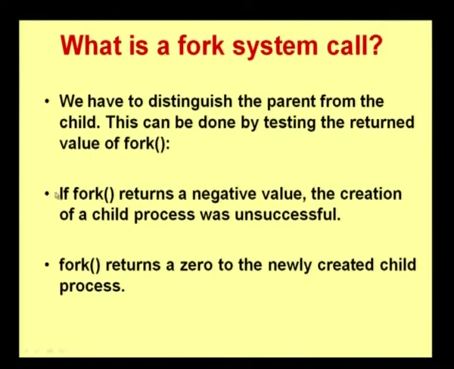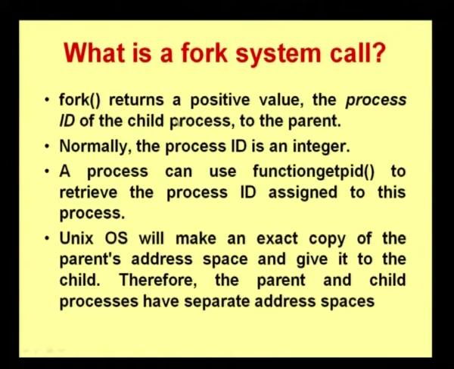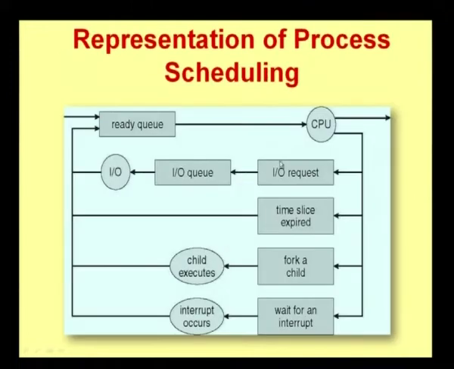If the fork returns a negative value, the creation of a child process was unsuccessful. If the fork returns 0, it means that it has created a new child process. If the fork returns a positive value, it is the process ID of the child process, returned to the parent. Usually the process ID will be an integer. Now we will see this on a diagrammatic basis.